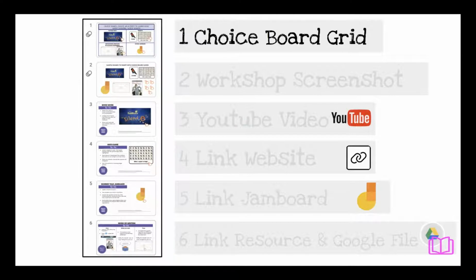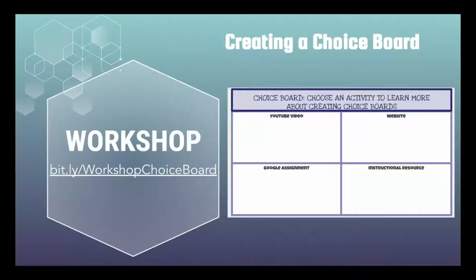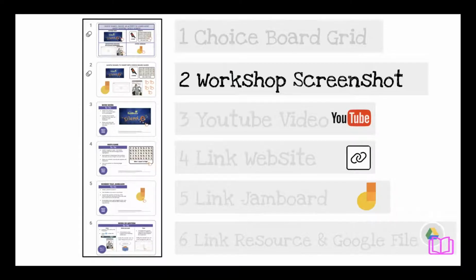The first thing we're going to do is look at the choice board grid. Here is the bit.ly that you will use to access your workshop choice board: bit.ly/workshop choice board. The bit.ly is case sensitive. This will force you to make your own copy of the workshop choice board, and the following mini videos will help walk you through the process of how to build the workshop choice board on your own, so that you can use your knowledge to build your own choice board for your own classroom. Now, let's make sure we know what the workshop screenshot page looks like.